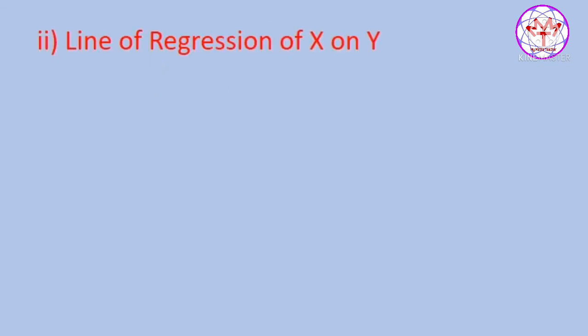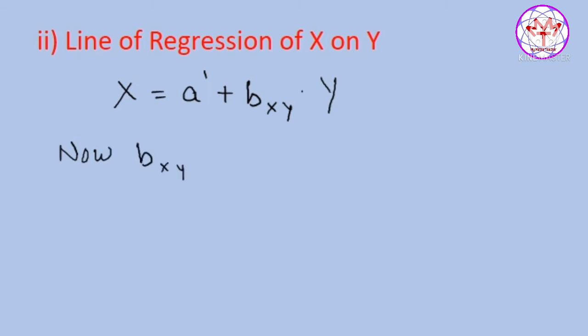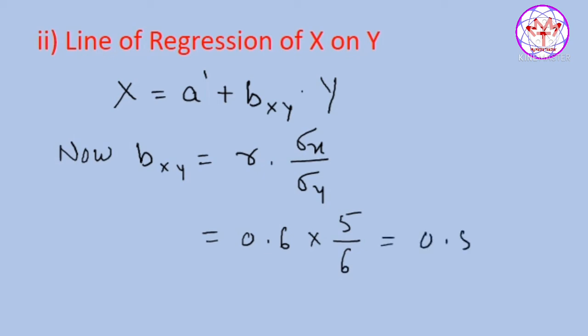Now the line of regression of x on y is given as x is equal to a dash plus bxy into y. So first we'll find bxy. bxy is equal to r into sigma x upon sigma y. So we'll substitute the values. r is equal to 0.6, sigma x is 5 and sigma y is 6. So you get this is equal to 0.5.